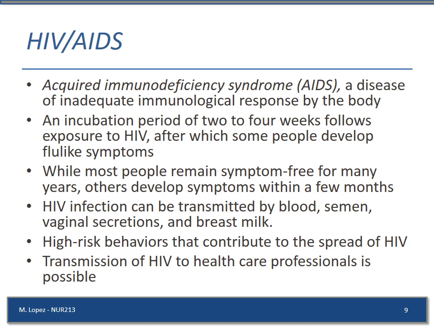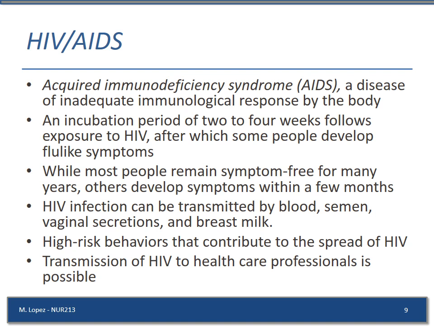Most people, it's said, remain symptom-free for many years. However, others develop symptoms within a few months. These symptoms include enlarged lymph nodes, weight loss, fever and sweats, lack of energy, persistent skin rash or flaky skin, frequent oral or vaginal yeast infections, that's a red flag also, and then herpes infections. Now, HIV infection can be transmitted via blood, semen, vaginal secretions, and breast milk.